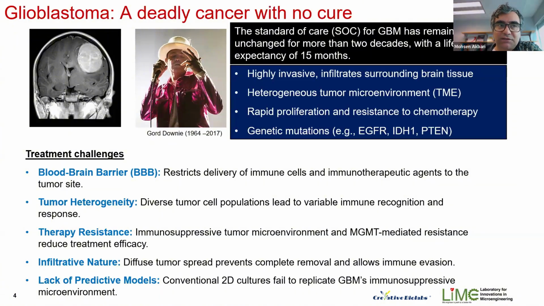Because the tumor is highly diffusive, its spread prevents complete removal surgically, and enables the cells to evade the immunotherapy treatment. And then the conventional 2D cultures, of course, fail to replicate the glioblastoma's immunosuppressive microenvironment, and therefore there is a pressing need to develop such models.